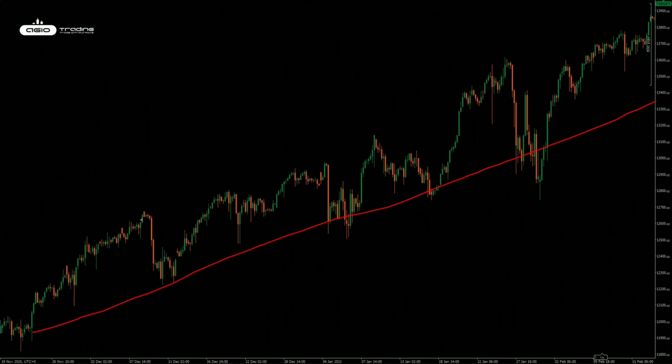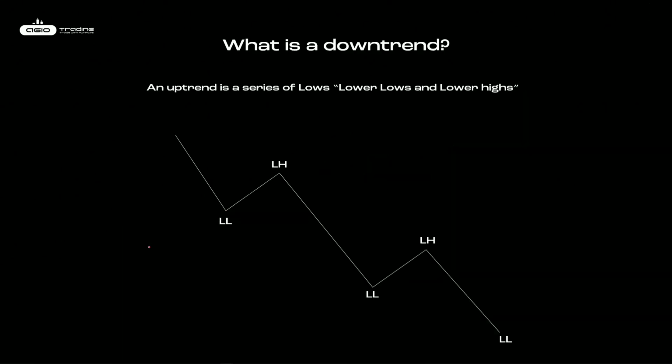Right? Now you can relate price with your trend. Yeah? I'm sure it's very straight to the point. Right? So it's the same thing also with the downtrend. Okay? A downtrend, pardon me, I made a mistake. A downtrend is a series of lows, mainly lower lows and lower highs.